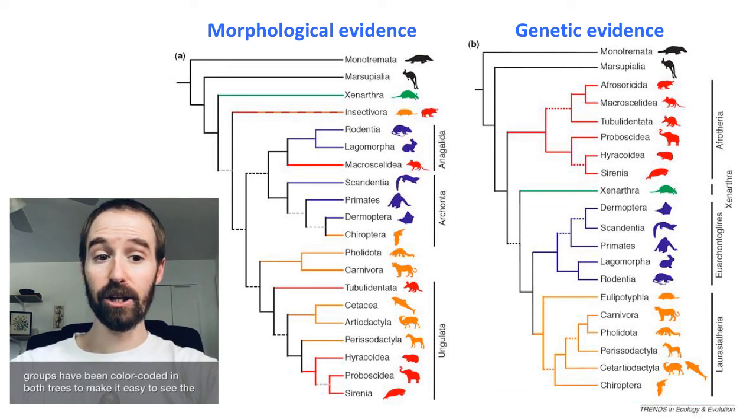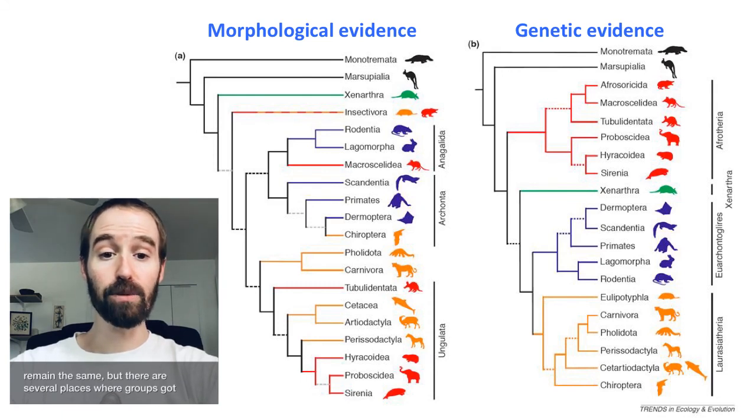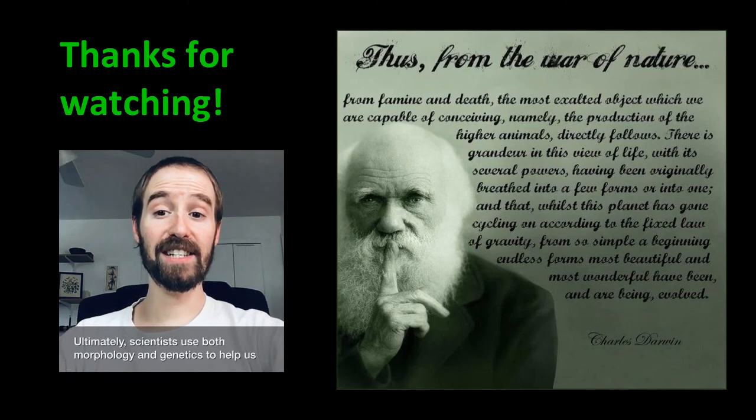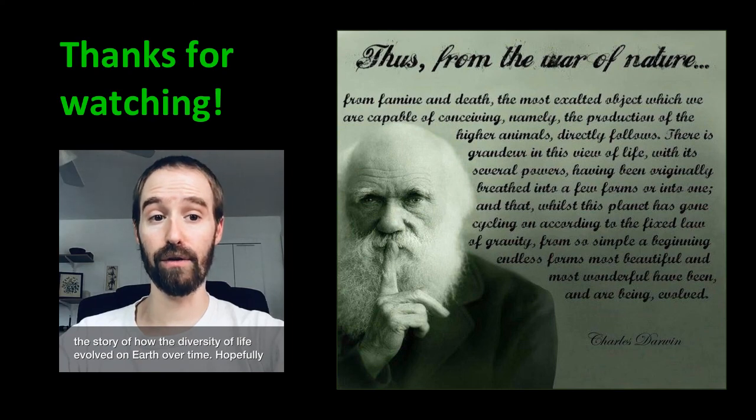Individual groups have been color-coded in both trees to make it easy to see the differences between these trees. As you can see, some relationships remain the same, but there are several places where groups got moved around a lot after the genetic evidence became available, and the color coding helps us to see this reshuffling. And we tend to think that this version, the one based on genetics, is probably more accurate. Ultimately, scientists use both morphology and genetics to help us sort out these kinds of puzzles, and the trees produced are one way to tell the story of how the diversity of life evolved on Earth over time.